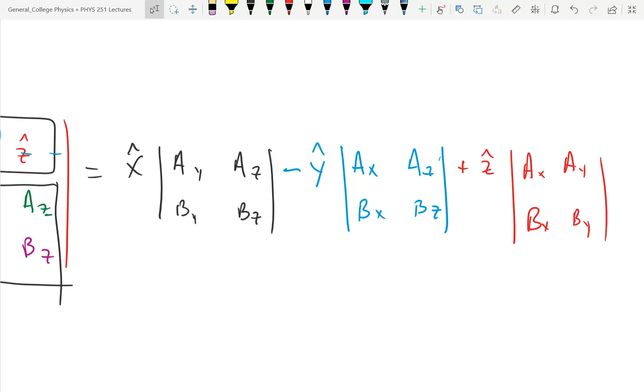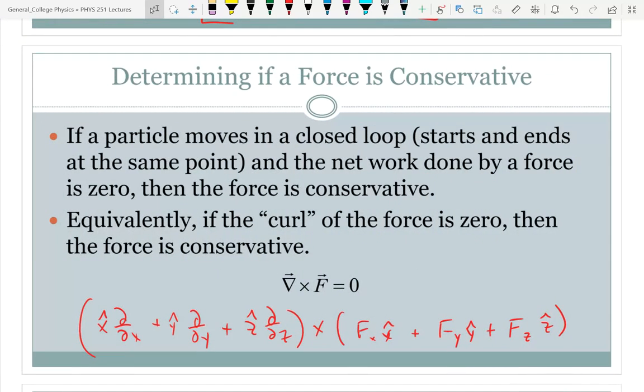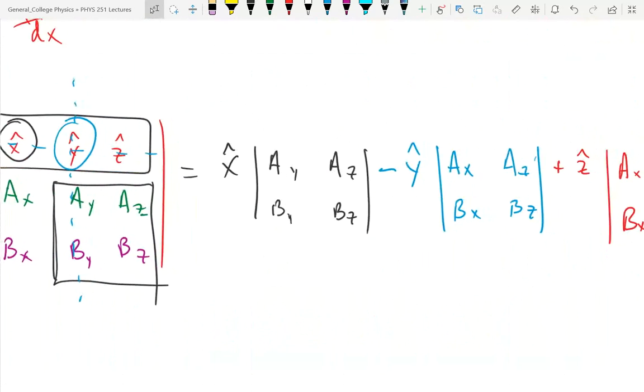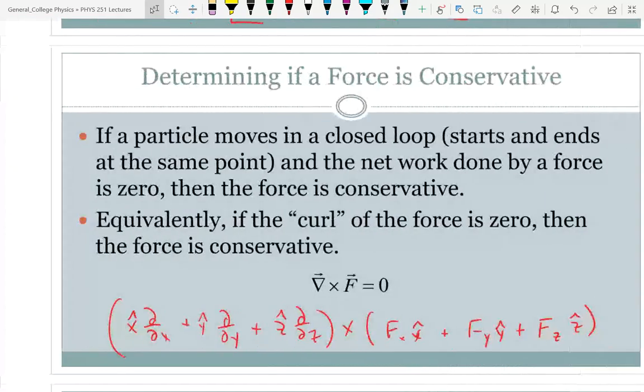The math writing is much simpler than the math doing, isn't it? When we wrote that we need to find del cross F, it looked pretty simple. But when we get to how we calculate del cross F, it's going to be kind of long. So now let's do a practical example.